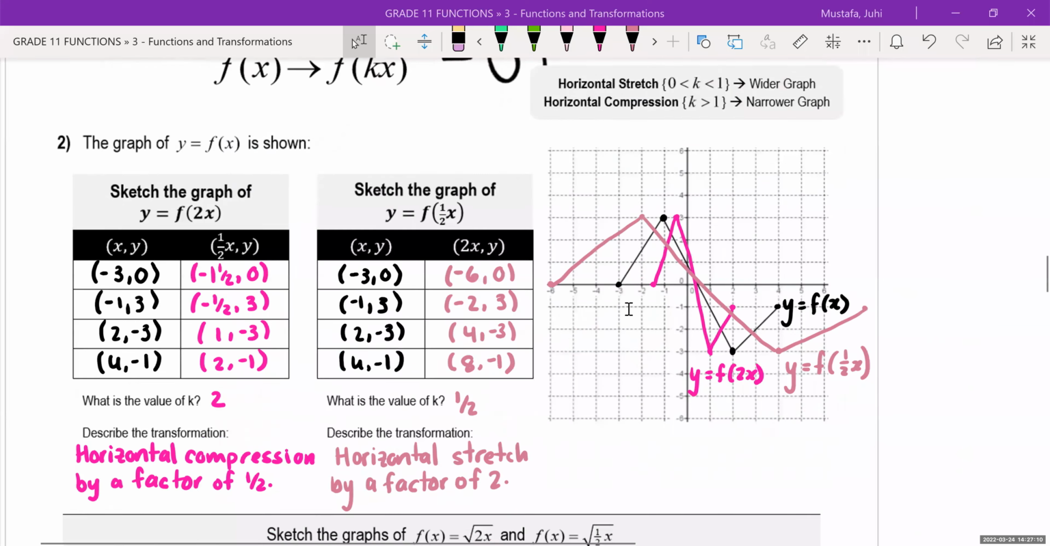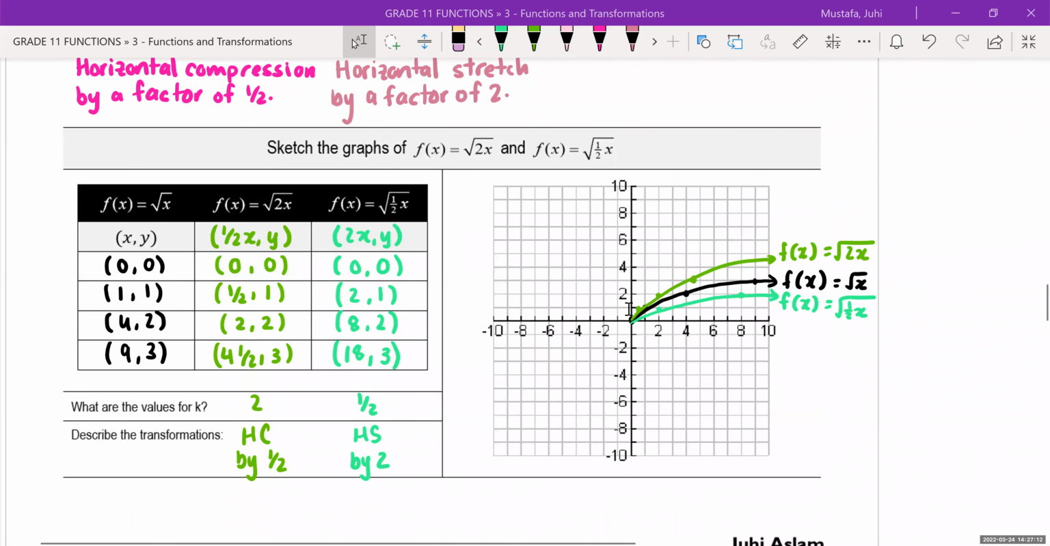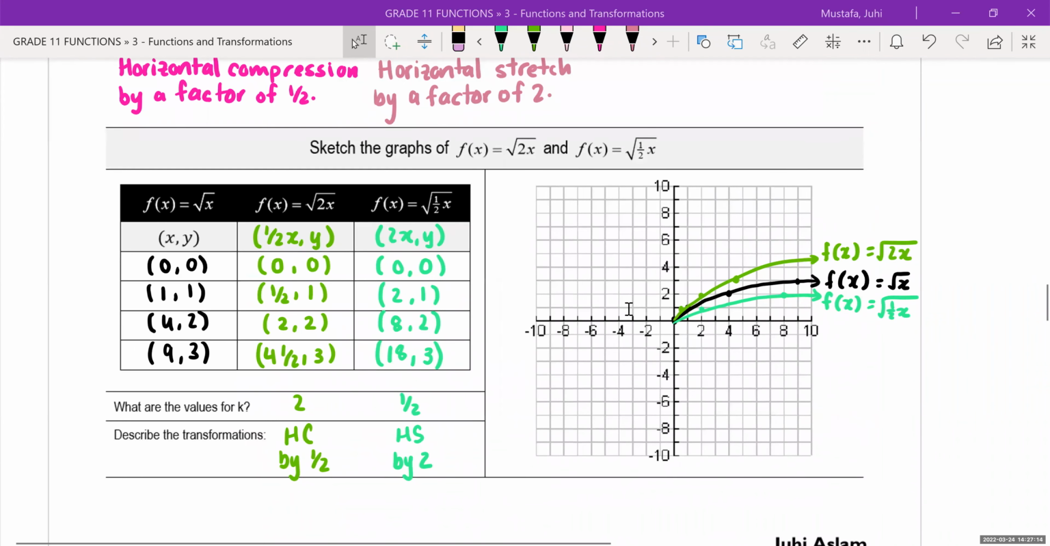All right, you guys, let's just take a look at the next set of graphs. These are our horizontal stretches and compressions. So what I did for the square root is, again, the left-hand table of values is my original. Now, see how it says square root 2x? That means I take the opposite of the 2, which is a half, and I multiply that to the x. So my mapping coordinates are a half x comma y.